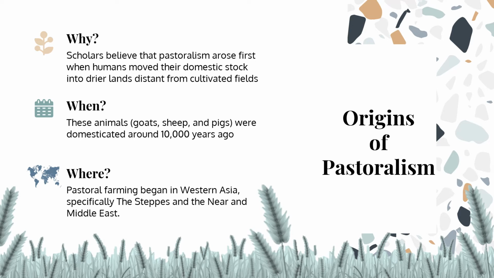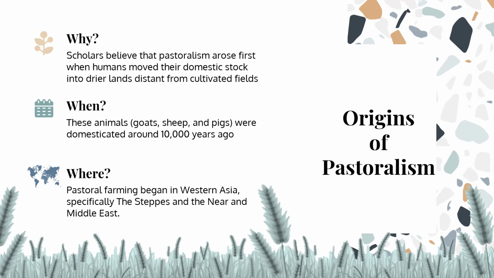So let's look at the origins of pastoralism. Why did they start doing this? So scholars believe that pastoralism arose first when humans moved their domestic stock, that's talking about those animals, into drier lands that were distant from their cultivated fields, right? So they're not letting their animals roam through their cornfields or whatever they're growing, right? They intentionally separated them from their food.